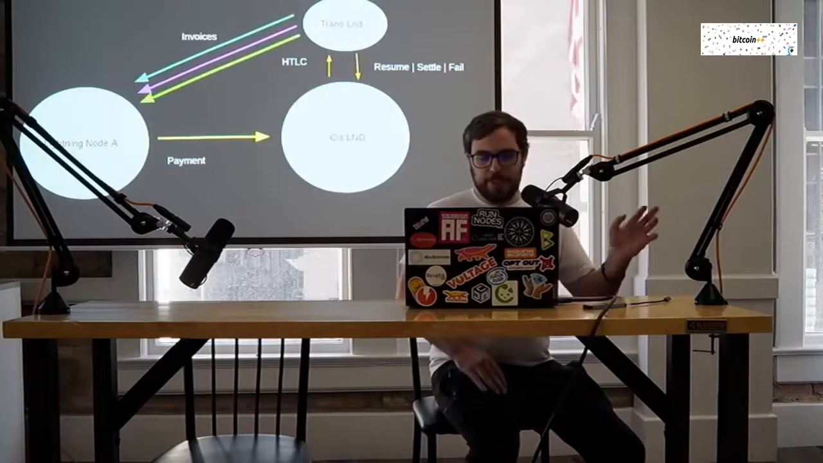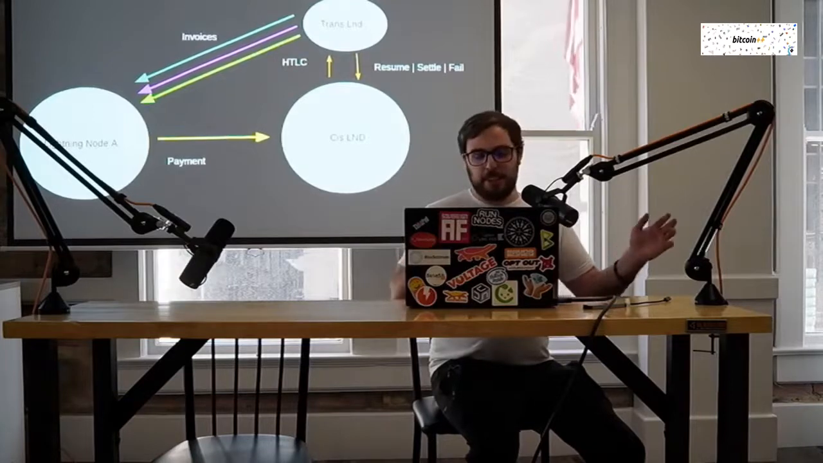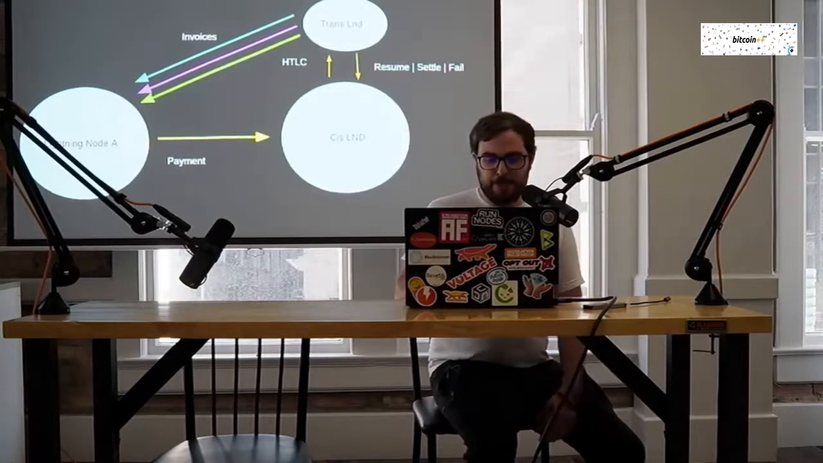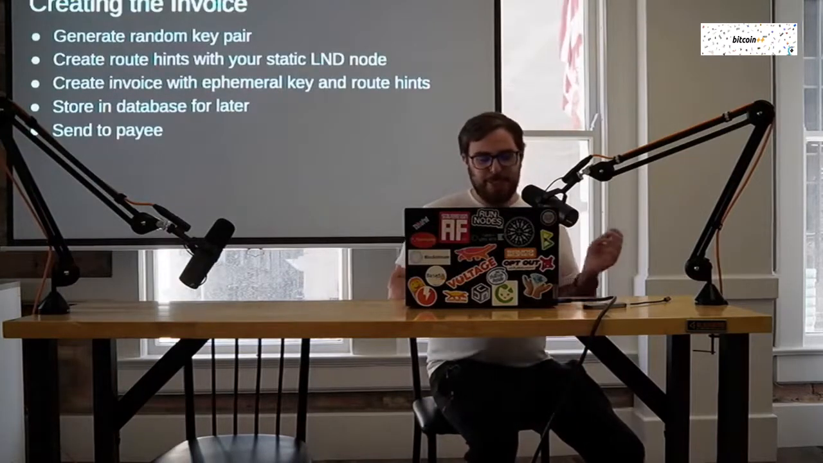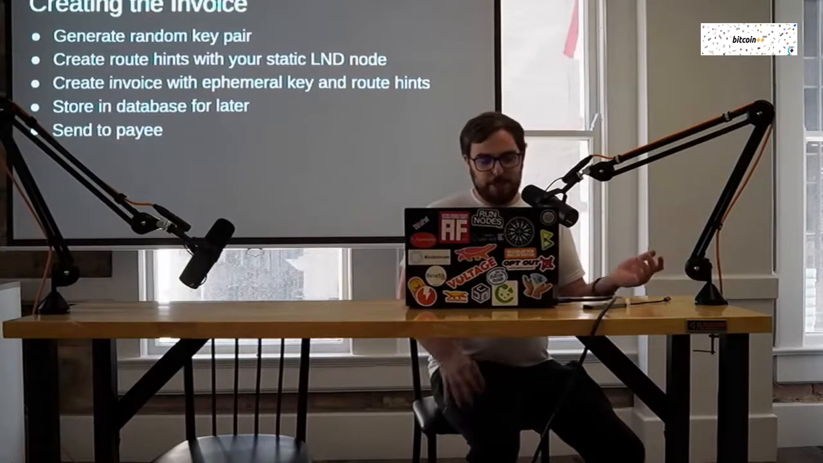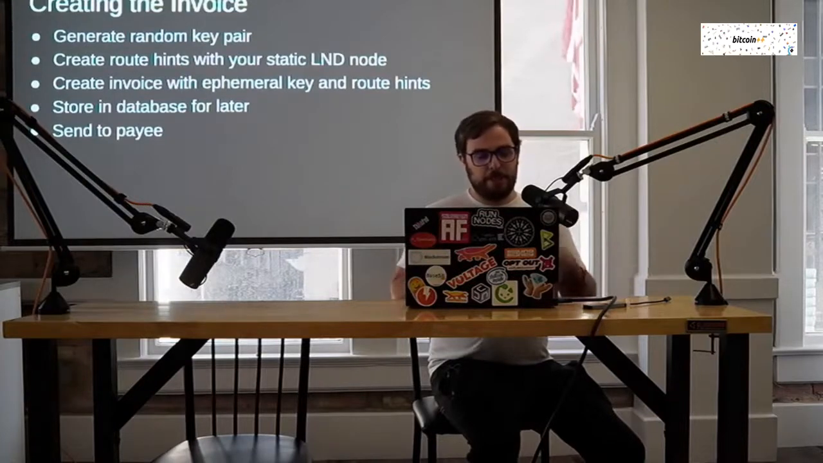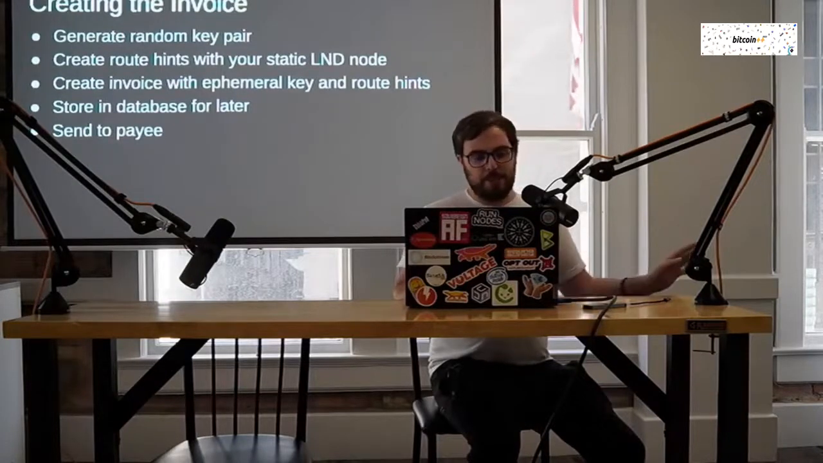So TransLnd will create multiple invoices, all with different pub keys that you can give out, and these will all be intercepted by the HTLC interceptor, which then decides to resume, settle, or fail them. It sounds simple, but it was actually a total pain to do. The first part is to create the invoice. You generate a random key pair, and since this key pair doesn't actually exist on the Lightning network, you have to put route hints into the invoice that point to your real node, so when someone tries to pay you, they can find you. Then create the invoice, store it in your database for later, and send it to the payee.